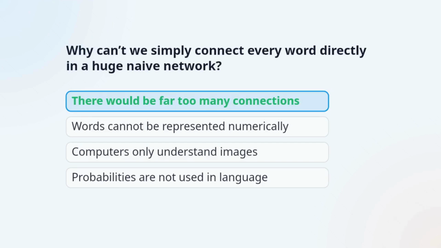The correct answer is, there would be far too many connections. With very large vocabularies, direct full connections become impractical, so models use more efficient internal representations.